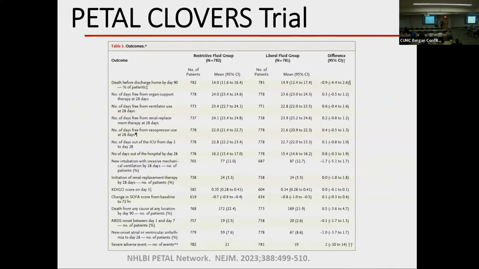Here are your actual outcomes. There's no difference in our primary outcome, death before discharge at home by day 90. And then looking at a bunch of secondary outcomes, there's no difference in organ failures or any of these secondary outcomes either.